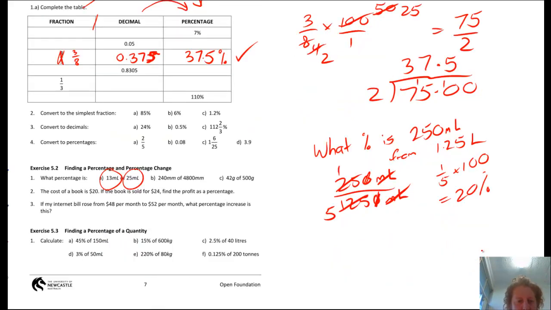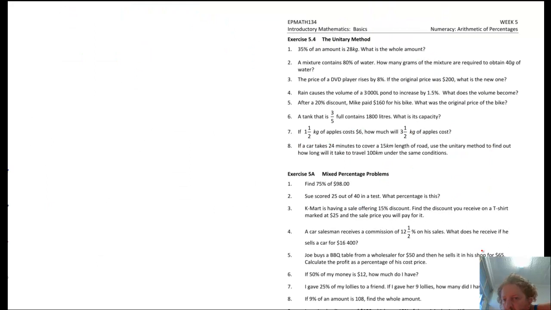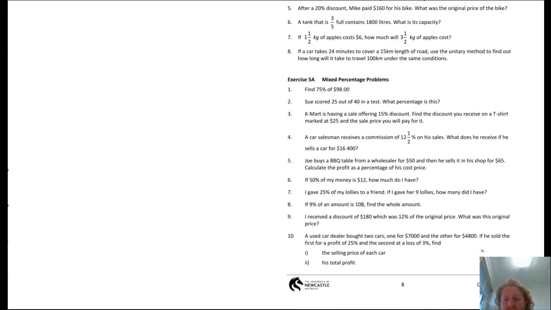Percentage of quantity, that's just finding a percent times, remember of is times. The unitary method, we just did a good bit of that and some mixed stuff, just to have you wondering, is this finding the original value or the new value? Anyway, have a play, and I hope that helped. Okay, see ya.